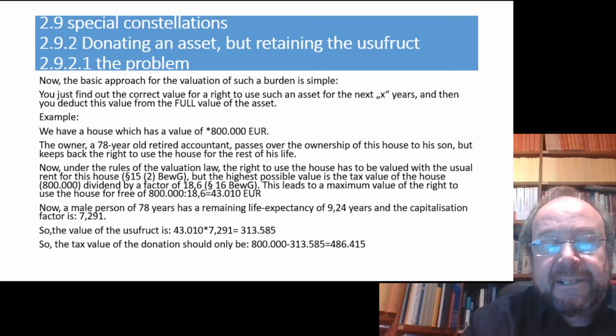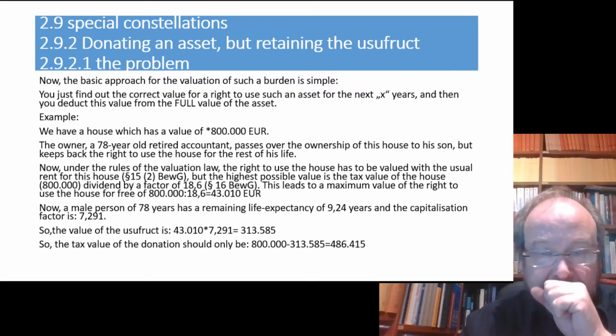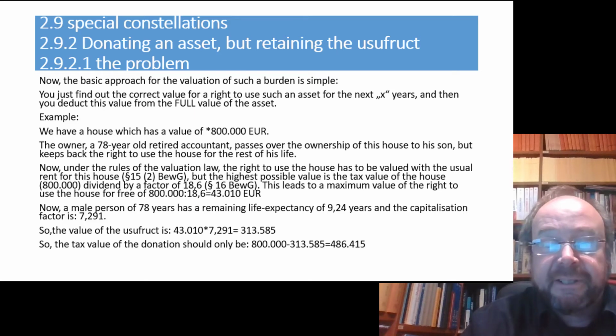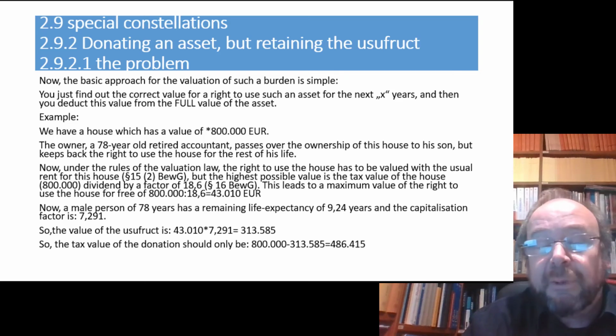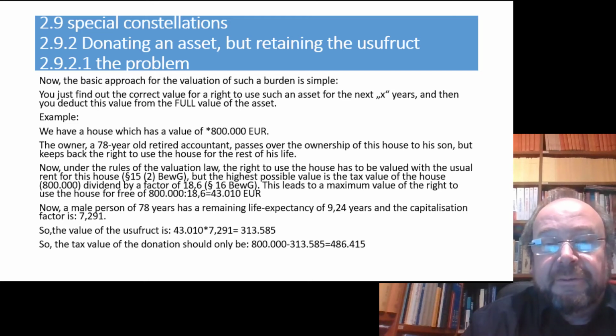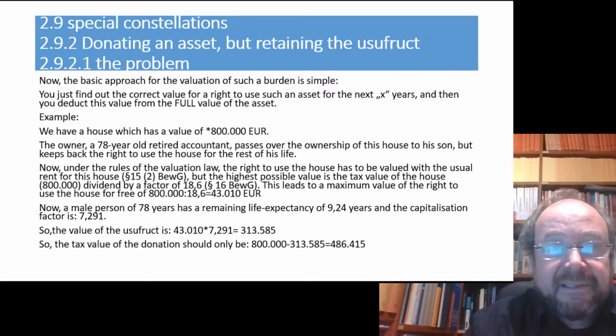Well, now let's calculate how long is that period during which you cannot use the house where somebody else has this right, and how much is its value. Well, the first thing we have to find out: somebody who is a 78-year-old accountant, how long is that person still going to live? That is a matter of statistics. Then you have to find out how much is the value of the right to live in that house free of rent for 1 year. And then what you simply have to do is multiply the value of the right to use the house for 1 year times the life expectancy of that person and discount that over that period of time.